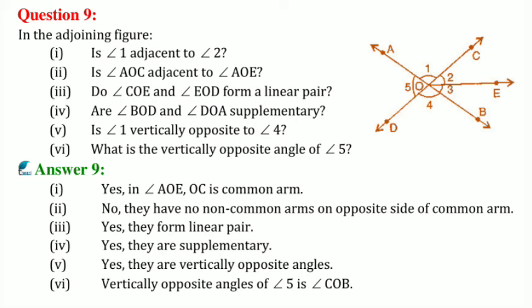Similarly, fourth are supplementary and fifth are vertically opposite angles. And sixth also, the vertically opposite angle of angle phi is angle COP. Check the answers in the figure also, you can easily see how they are described. So once again go through the answers.